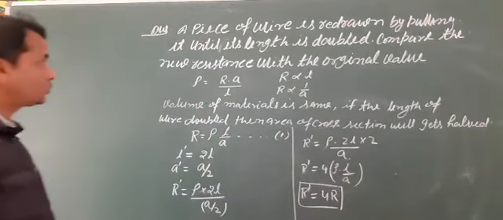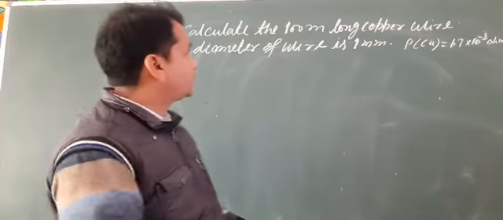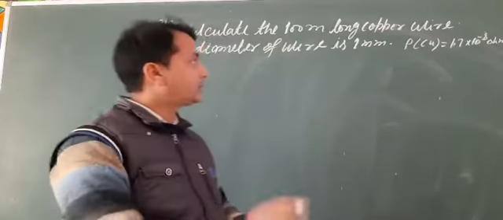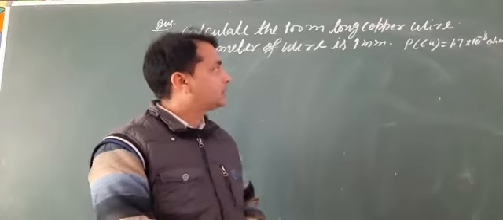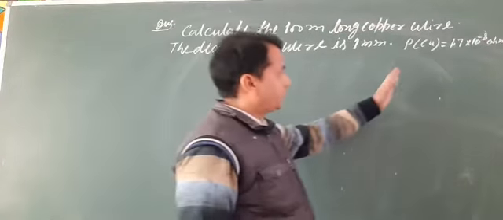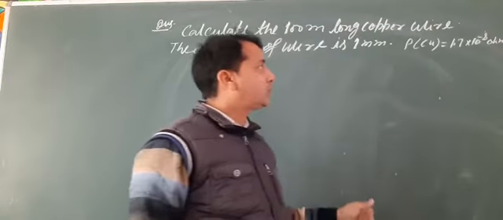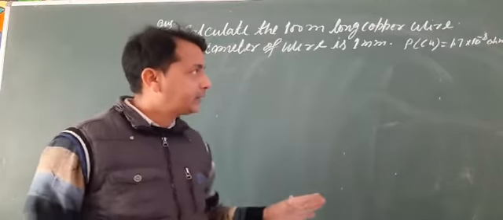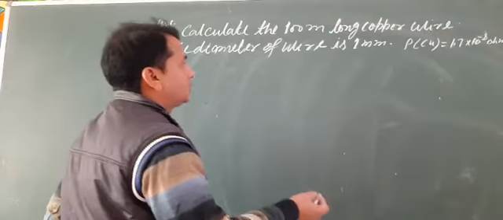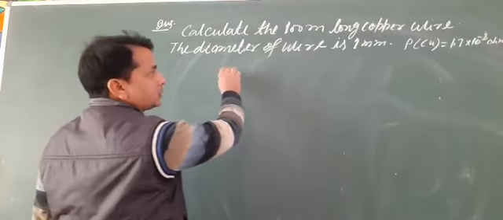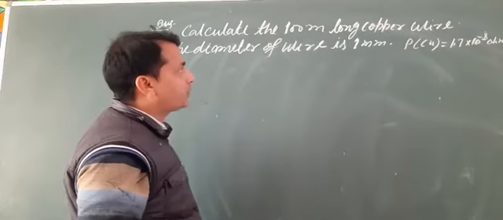So now the next question is here. Calculate the resistance of a 100 meter long copper wire. The diameter of the wire is 1 millimeter, and the resistivity of copper is given here as 1.7 into 10 to the power minus 8 ohm meter.